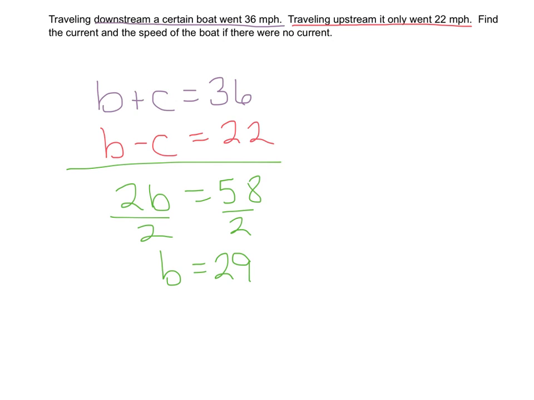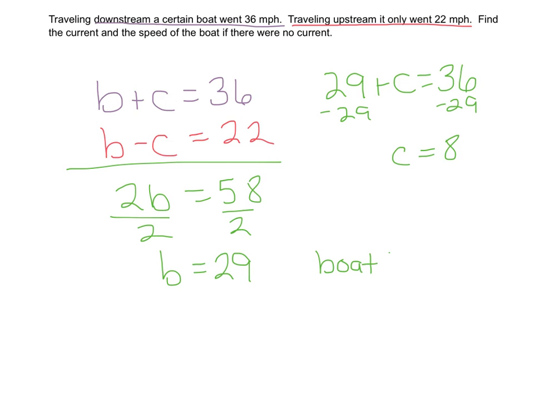And then we can plug that into either one to find the speed of the current. So 29 plus C equals 36. Subtract 29. C equals 8. So the boat in still water would be going 29 miles per hour. And the current is going 8 miles per hour.